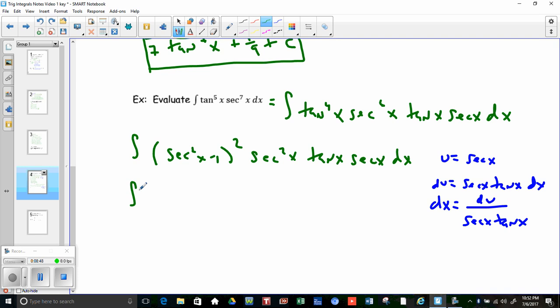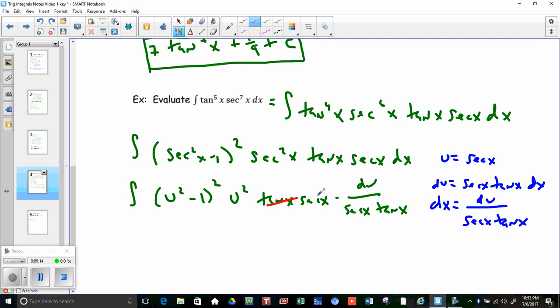Alright, so let's go ahead and replace our secants with u's, so that's going to become u squared minus 1 squared u squared. Okay, for right now, tangent x secant x stays there, but when we multiply it by our new dx, which is du over secant x tangent x, we now see that these divide away, and that's going to leave.